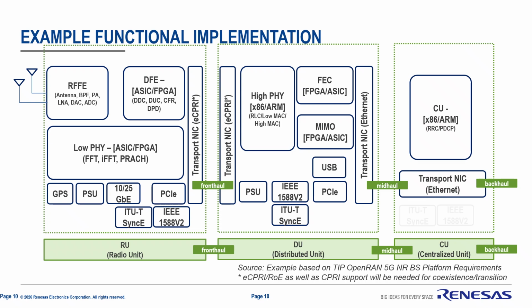This slide is just trying to get into a little bit more detail of some of the example functional implementations for the radio unit, distribution unit, and centralized unit. The key I want to highlight, near the bottom, is all of the synchronization components that are going to be required, such as ITU-T synchronous Ethernet and IEEE 1588. You can see that the common blocks are common between the radio unit and the distribution unit, and maybe even within the centralized unit as well.